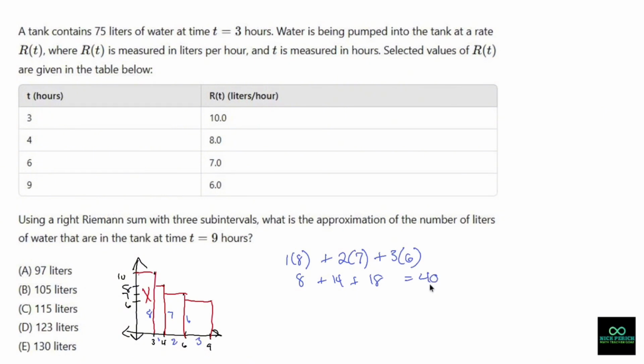Now if you're like, 40, that's my answer, no. 40 is what we get between 3 and 9. What we also have is the fact that it already has 75 liters in it. So there's 75 liters plus the 40 that we gain using the right Riemann sum is going to give us 115. So kind of a very tricky problem, a very bizarre problem, not fun at all. Riemann sums aren't everybody's favorite, but that's how I did it. And that's the answer. Fun.